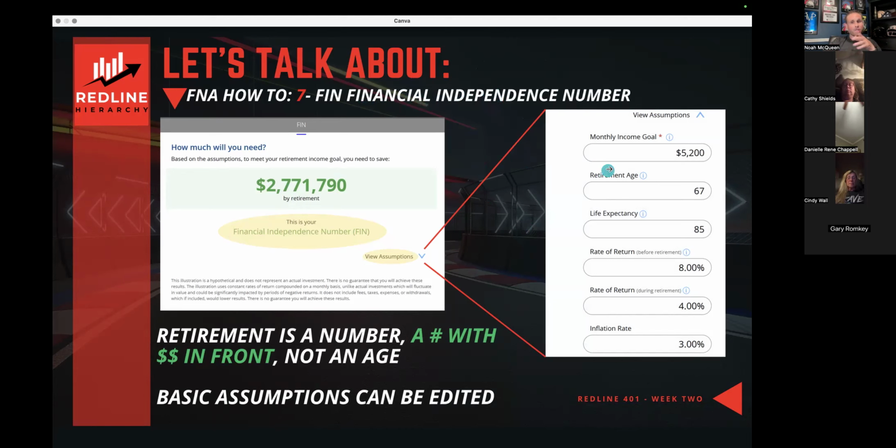Okay. And so here are the assumptions that are built into this. You can change these. These are all editable, right? So 5,200 was the goal, 67, life expectancy is 85.